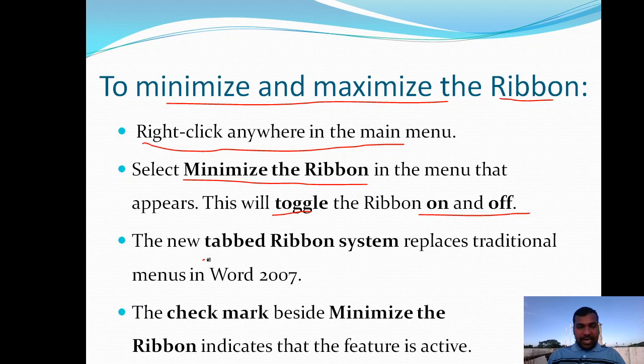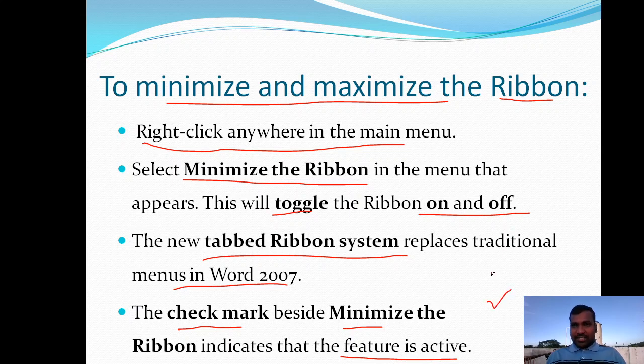The new tabbed ribbon system replaces traditional menus in Word 2007. The check mark beside Minimize the Ribbon indicates that the feature is active. If it has a tick mark, that particular feature is in active mode and the ribbon is going to minimize.